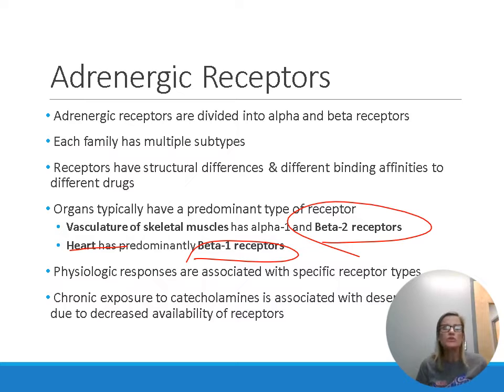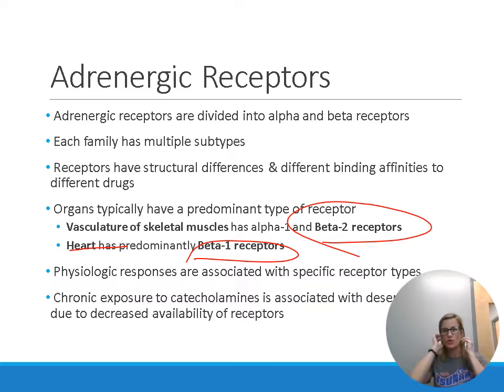The blood vessels that are just kind of general systemic blood vessels going out to fat, skin, abdominal viscera, etc., have predominantly alpha 1 receptors. Okay? So the reason that this is important is because the physiologic responses that we see are associated with specific receptor types. This is very important, again, because many drugs bind preferentially to one type of receptor. So by knowing what that receptor does, you can figure out what the drug does. We're going to talk about the effects of each receptor in just a second.